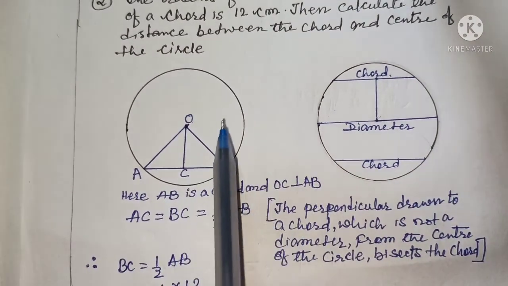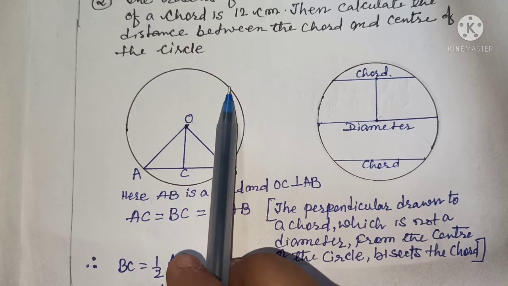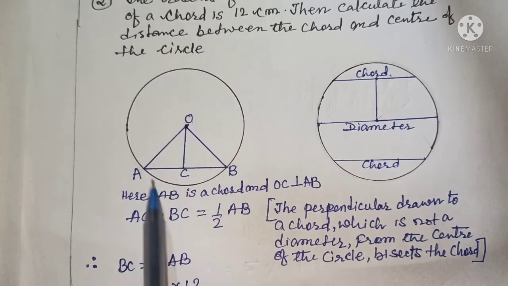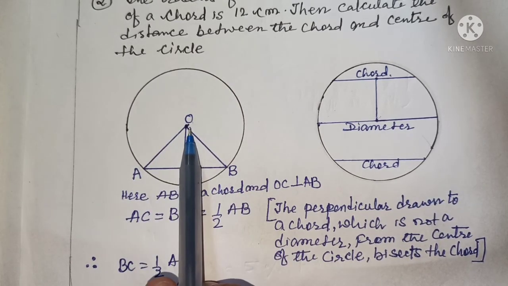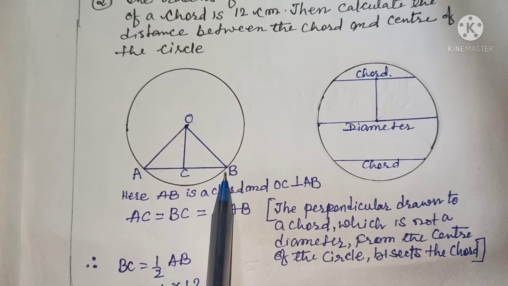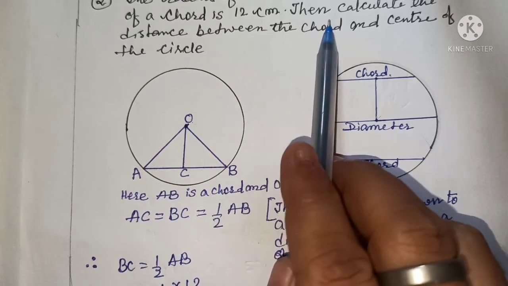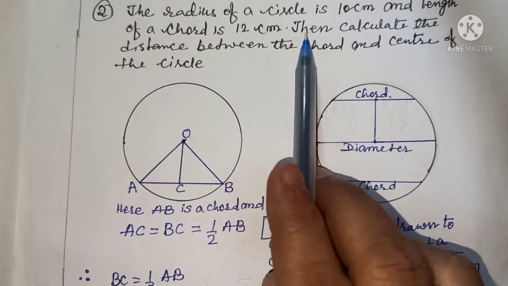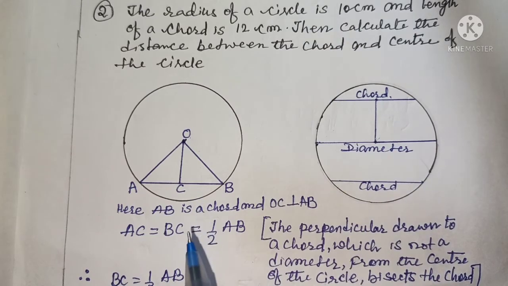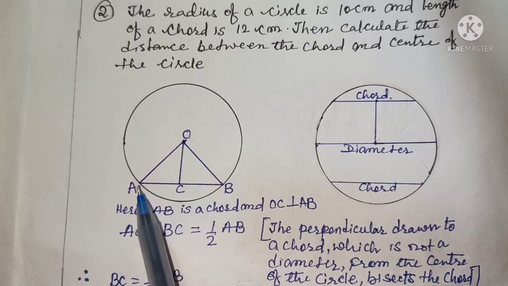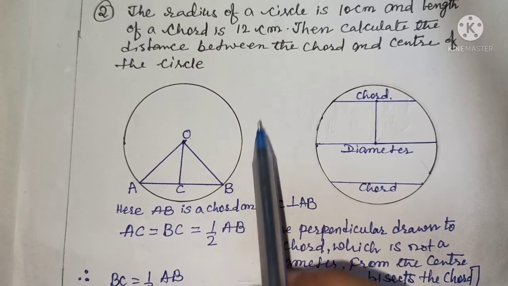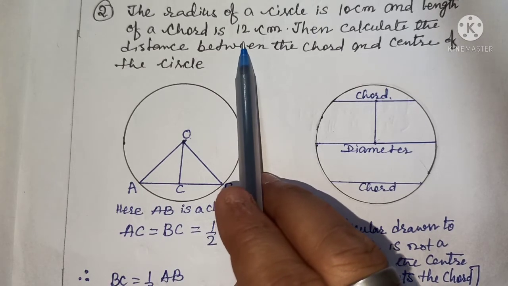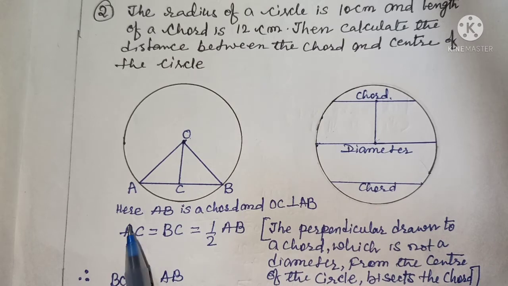So here, to solve this question, first we will draw a circle with center O. AO is the radius, OB is the radius, and the length of OA and OB equals to 10 centimeter as it is given in the question. Now AB is a chord and length of AB equals to 12 centimeter as it is given in the question. Okay, now what to do?